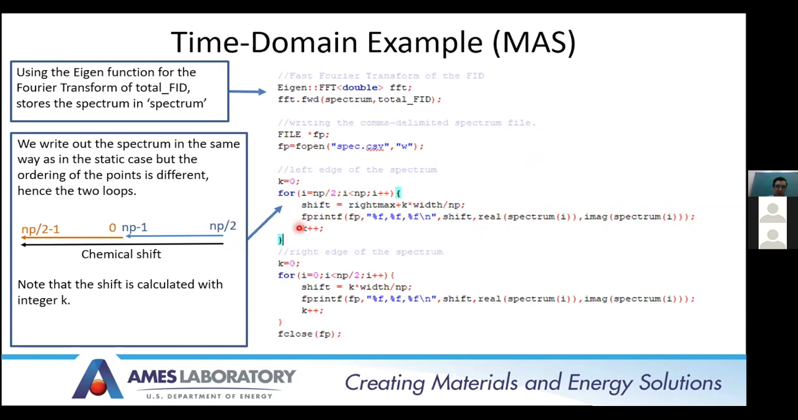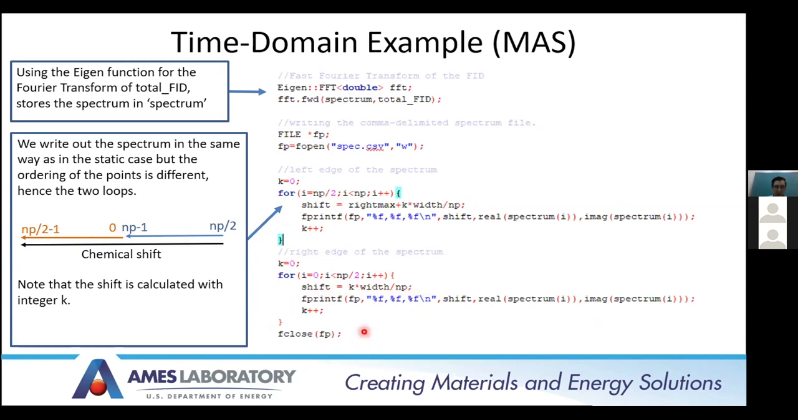And then we increase this integer k using k++, and this is used in this calculation here for the chemical shift. And so once we've done this part here of outputting the spectrum, this loop ends, and then we go back to the second loop here where we start at a value of 0 and go from NP over 2 minus 1 and continue outputting the spectrum with the chemical shift calculated using this expression here.